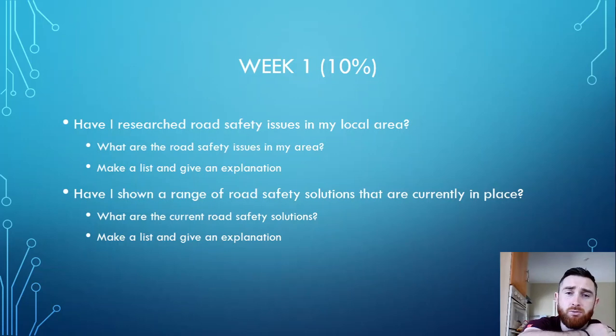Okay, so that's the work for week 1. That's going to be worth 10%. So, have I researched road safety issues in my local area, and have I shown a range of solutions that are already in place? Now, just because you research them doesn't mean that you're going to automatically get the marks. You have to show me how you've done that research and what the findings of that research are.